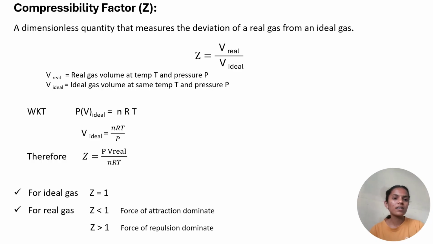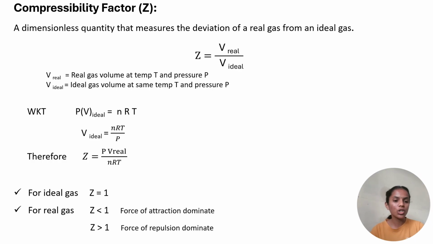Now we will discuss the values of compressibility factor for some gases. For ideal gas, Z is equal to 1, which means there is no existence of a real gas. Hence, volume of real gas is equal to volume of ideal gas. For real gas, we have two scenarios.